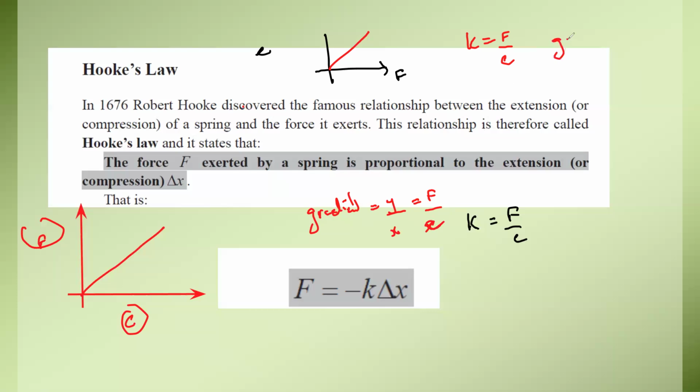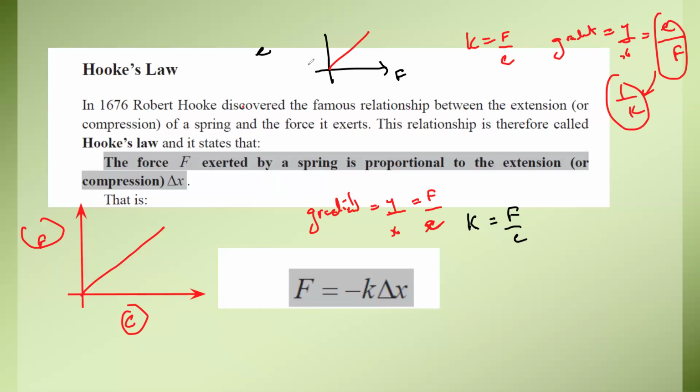But if I work out the gradient of this other graph, it will be the quantity on the y-axis divided by the x-axis. So on the y-axis I have extension, on the x-axis I have force. So extension divided by force is not the spring constant. It is the reciprocal of the spring constant.